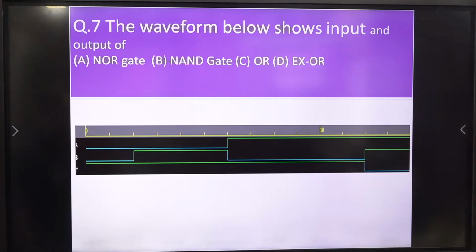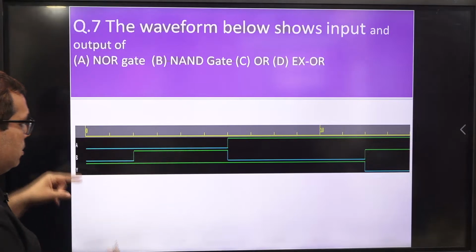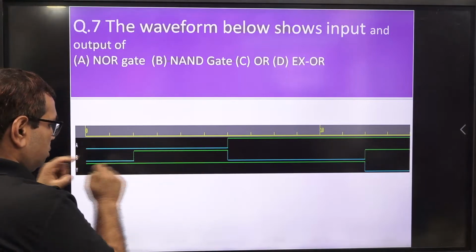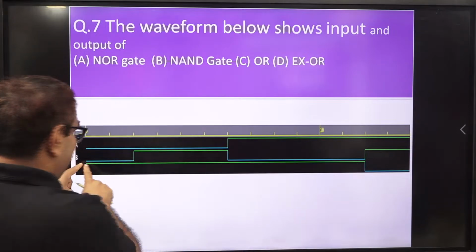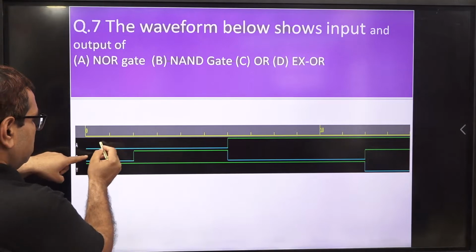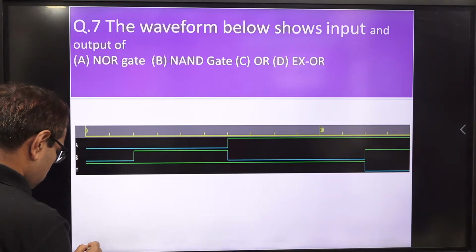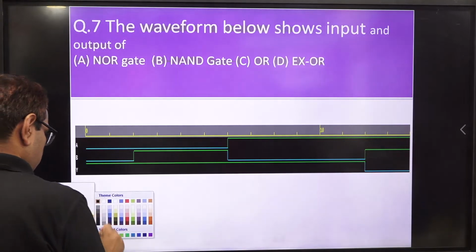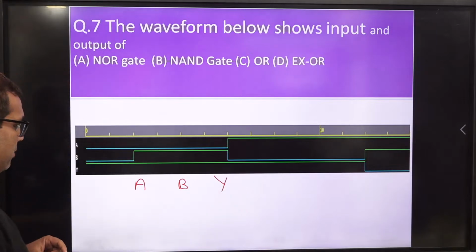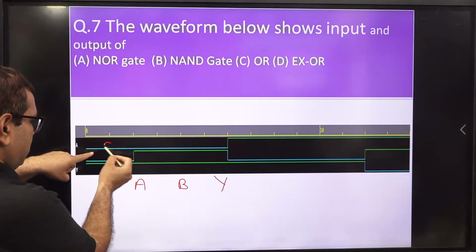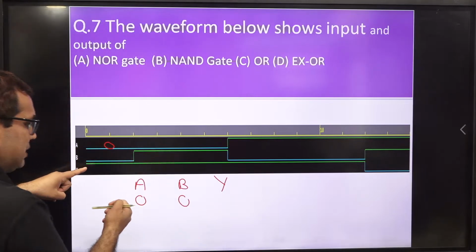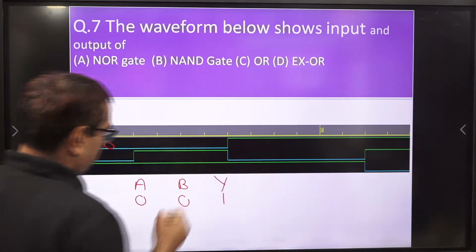So Roshan, you can see the waveform. Here we have A equal to 0 up to this point, and B equal to 0, and initially Y is 1 and here it becomes 0. I'm writing here A, B and Y. Initially A is 0, and B is also 0. Both are 0 and output is 1. So Y equals 1.